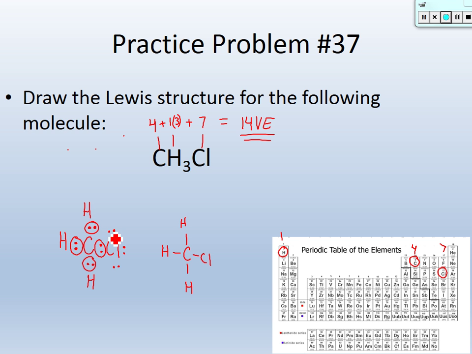But I've still got these electrons around the chlorine. Okay, they're not between 2 atoms. So these ones are just called lone pairs. And so I've got 1, 2, 3 lone pairs around the chlorine. And so this will be my answer for this problem.